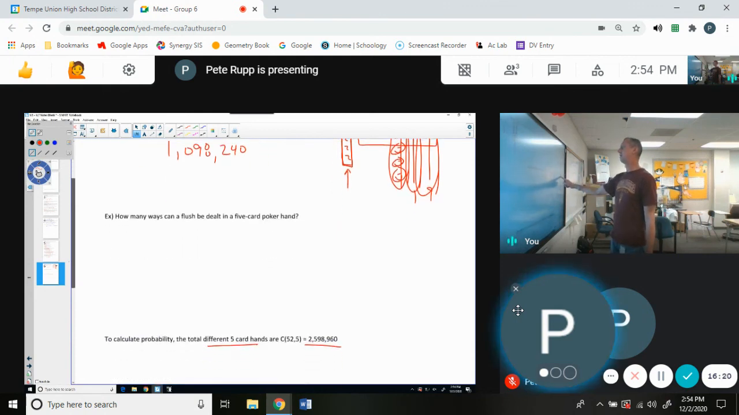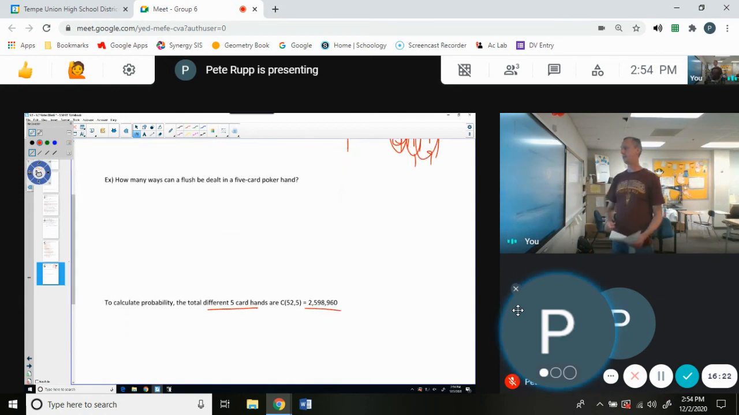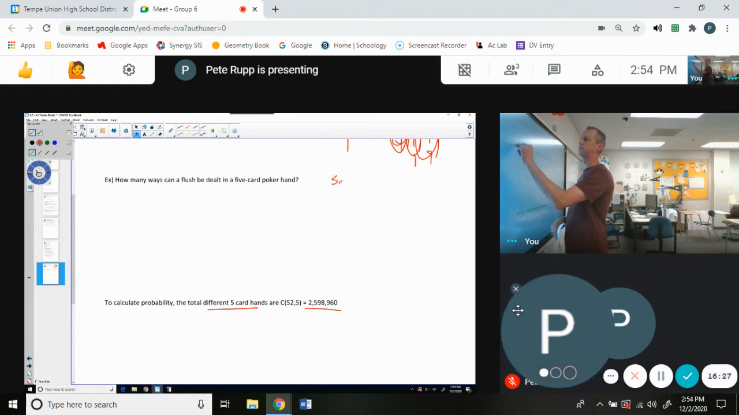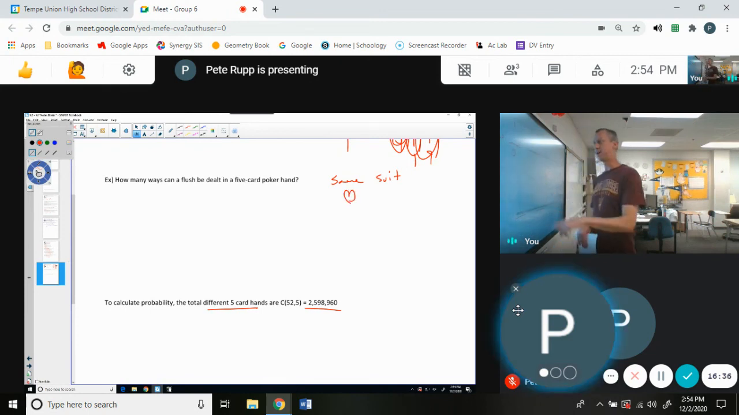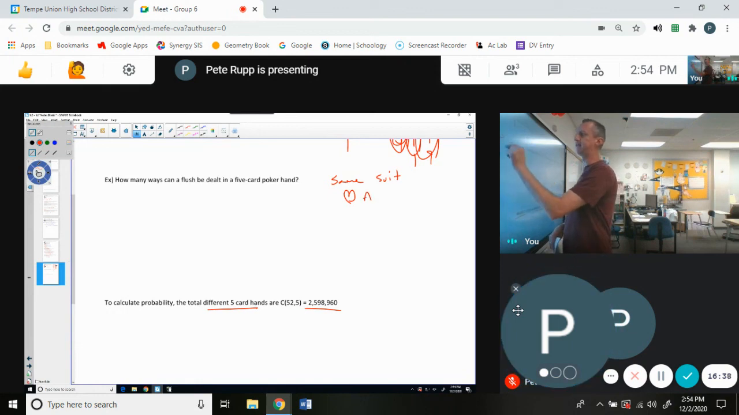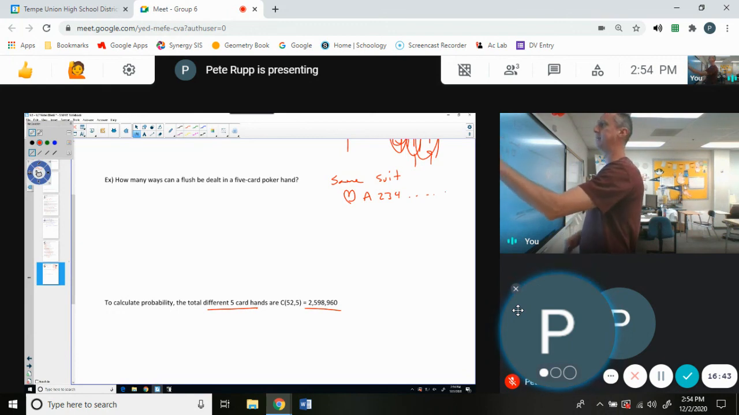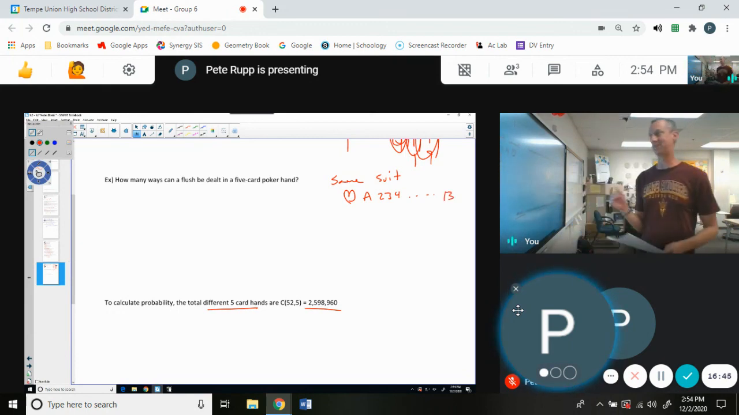So how many different ways can a flush be dealt in 5-card poker? What is a flush? A flush means it's all of the same suit. So same suit means like it's all hearts. How many hearts are there? There's ace, 2, 3, 4, and so on, so there are 13 total in that suit. There are 13 hearts, 13 diamonds, 13 spades, and 13 clubs. I want 5, and all 5 have to match.